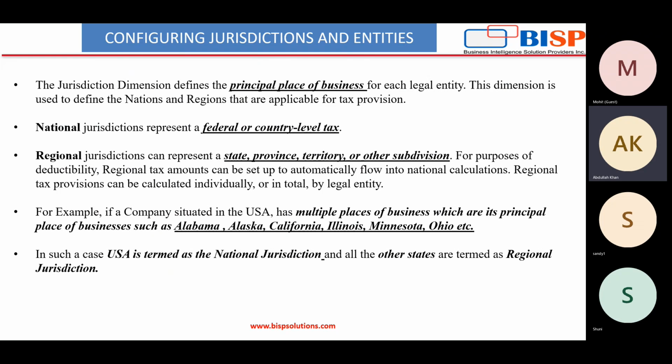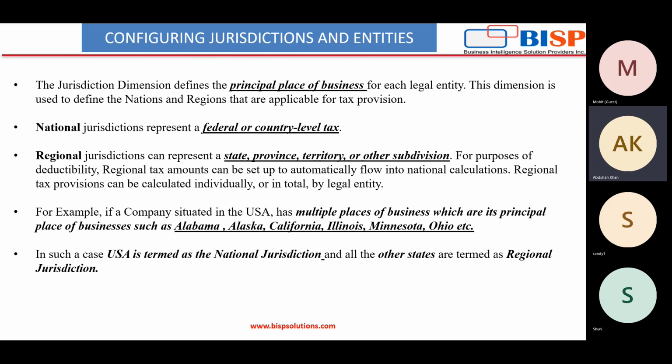So it is important in the application that we configure the jurisdictions and the entities appropriately so that appropriate tax is calculated region-wise as well as at the national domicile level. So the jurisdiction dimension will have to be configured in order to calculate the taxation appropriately for the organization or the legal entity. The jurisdiction dimension defines the principal place of business for each legal entity. So the principal place of business is the place where the entire business operation of an organization or the head office of the organization is located for each legal entity.